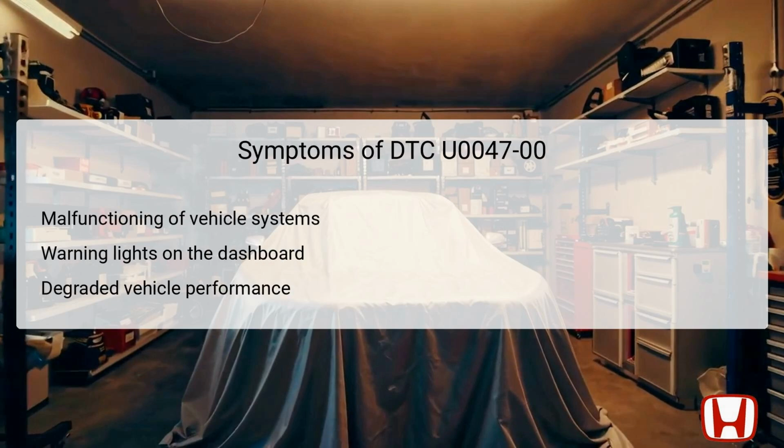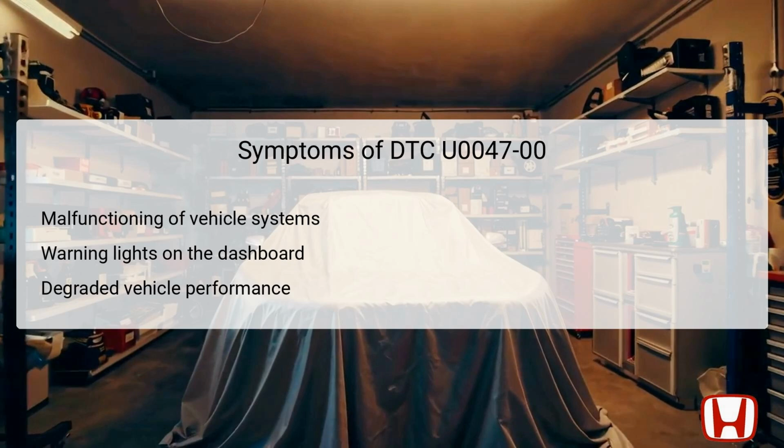When dealing with DTC U0047-00, several symptoms might manifest that can guide a technician toward the root cause. Drivers might notice various warning lights illuminating on the dashboard, which indicates that there is an error in one or more systems. Additionally, the malfunctioning of critical vehicle systems, such as the stability control or braking functions, may occur, leading to serious operational safety concerns.